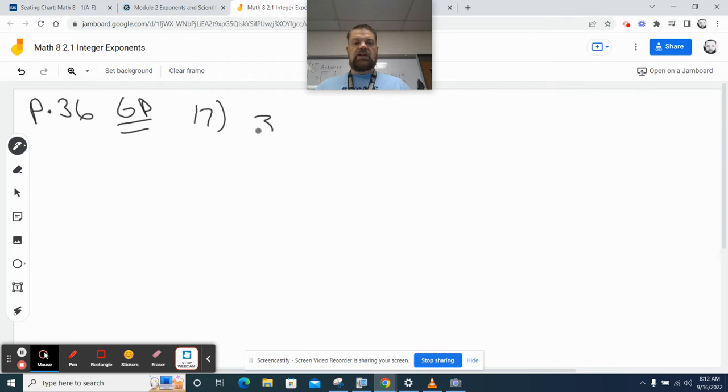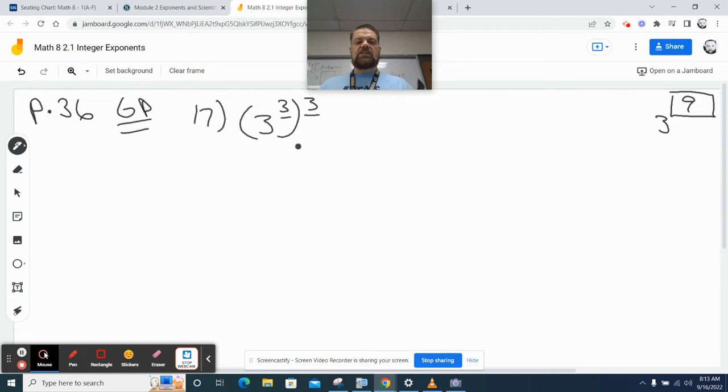We have 3 to the third power raised to the third power. Now, what was the shortcut on that? Yeah, we're just going to multiply. So when we're done with this, it should be 3 to the ninth, right? 3 times 3 is 9.